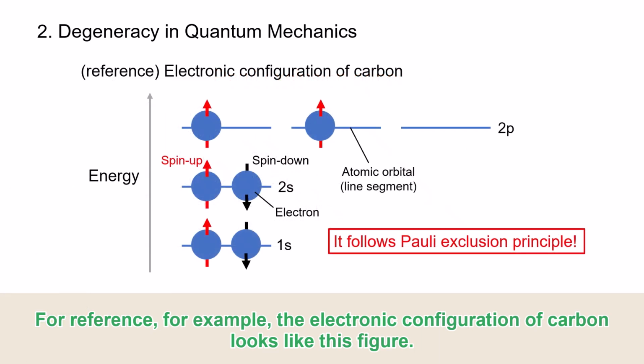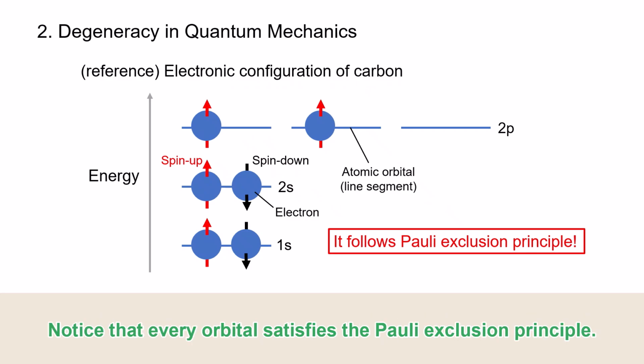For reference, for example, the electronic configuration of carbon looks like this figure. Notice that every atomic orbital satisfies the Pauli exclusion principle.